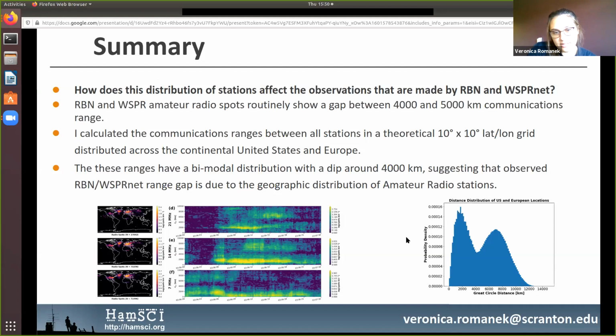And then just a side by side, you can again see these horizontal gaps on the left-hand side that are around the 4,000 kilometers, which is roughly the same location we're seeing a dip in the histogram I generated for the theoretical points.